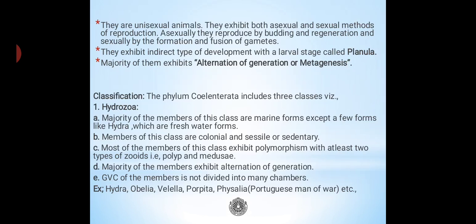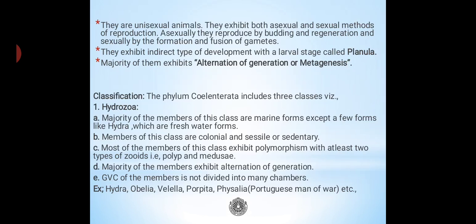They are unisexual animals. They exhibit both asexual and sexual methods of reproduction. Asexually, they reproduce by budding and regeneration, and sexually by the formation and fusion of gametes. They exhibit indirect type of development with a larval stage called planula. Majority of them exhibit alternation of generation or metagenesis. That is, a sexual phase is alternated by an asexual phase or vice versa.